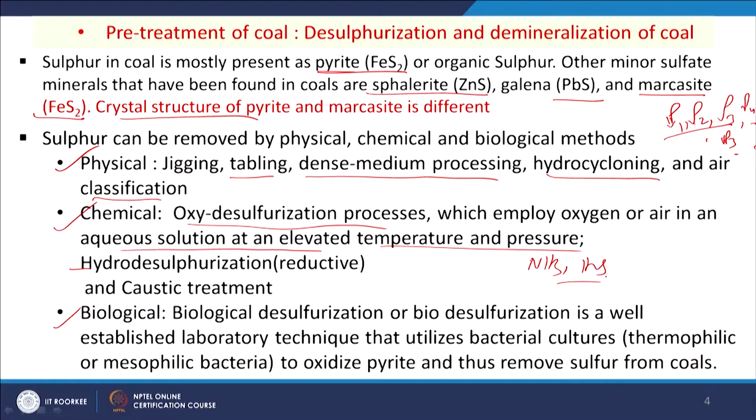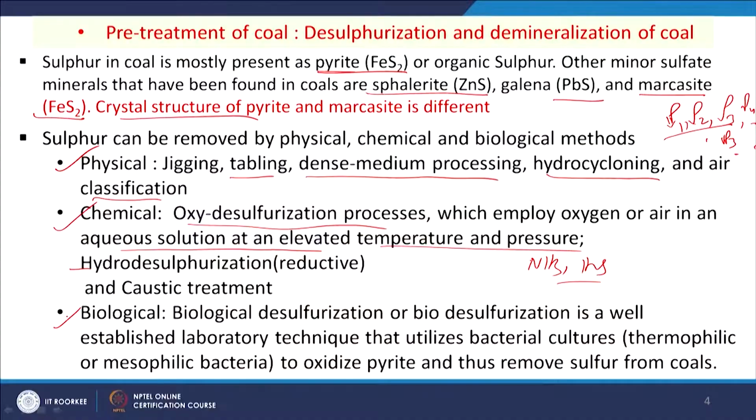Next is caustic treatment. SOx, as you know, is acidic in nature. So, if we use some alkali or caustic solution in controlled amount, some sulfur can also be removed. And then biological methods, where some microbes are used for the degradation of sulfur compounds. Some examples are thermophilic and mesophilic bacteria.